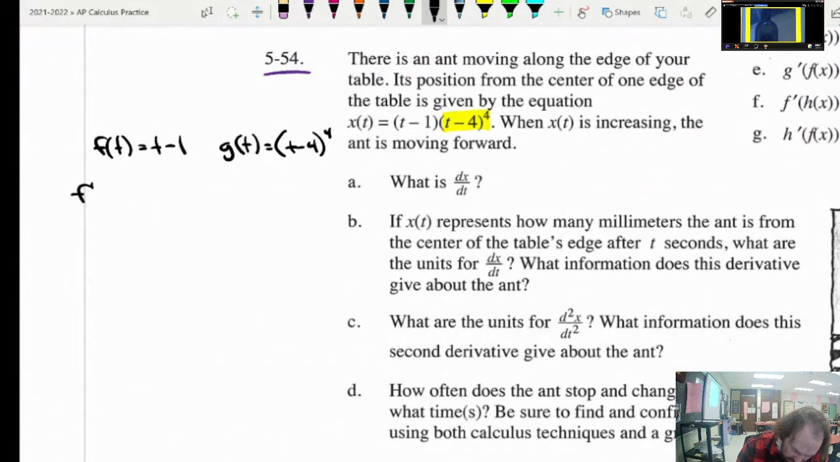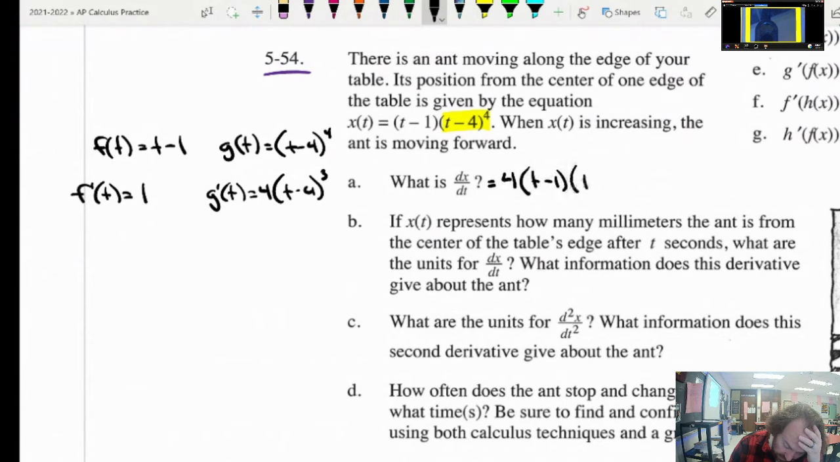F prime of t is just going to be 1. And g prime of t is going to be 4 times t minus 4 to the third power, according to our power rule. So if we use the product rule, now to put this all together, dx dt, it doesn't really matter what order you do this in. F of t times g prime is going to be a bit of a doozy. It's going to be 4 times t minus 1 times t minus 4 to the third. I'm just grabbing these two things and throwing them together in a multiplication blender. And then that's going to be plus t minus 4 to the fourth, because when we multiply it by 1, nothing really happens to it.